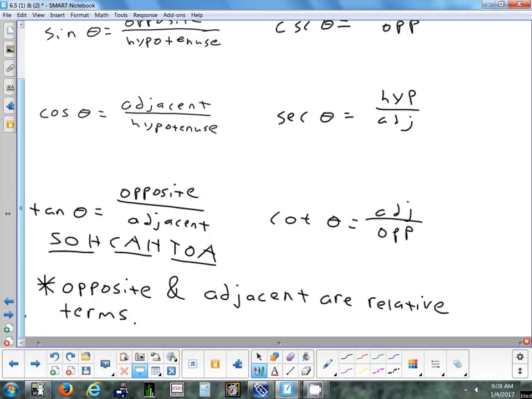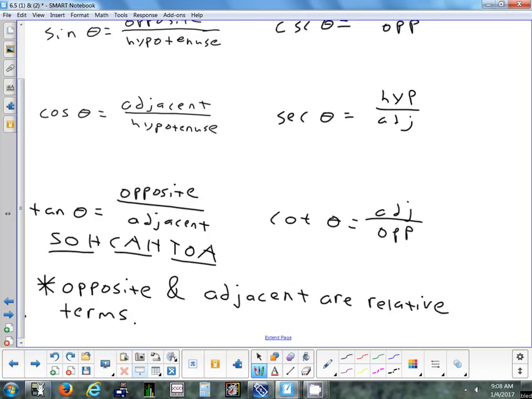Now, one thing that's important to understand are the terms opposite and adjacent. They're what we call relative terms. They're kind of like the words left and right. They change depending on which way you face. For me, left is the door and right is the window. For you, that's the opposite. Left is the window and right is the door. So left and right change places depending on which way I face. So do opposite and adjacent.